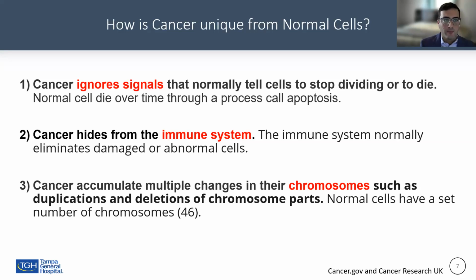The other thing that we know that's unique about cancer is it has chromosomal losses or chromosomal gains. In a normal cell, you have 46 chromosomes: 22 pairs, and then an X and a Y, or an X and an X if you're a female. But in a cancer, you can have a loss of a chromosome or a gain of a chromosome, and that's what ultimately leads to disease.